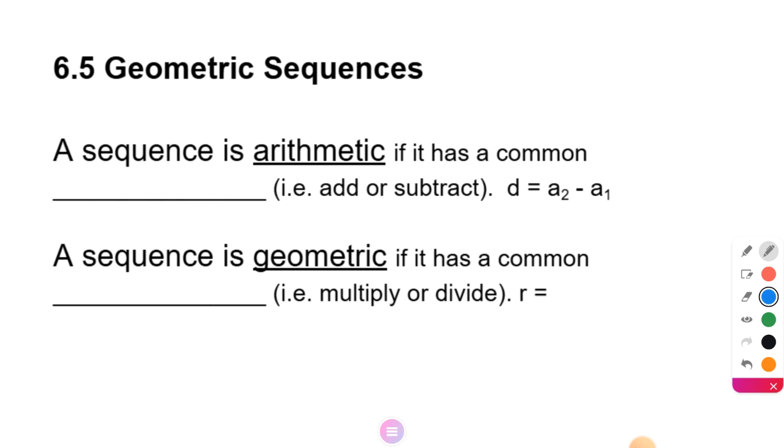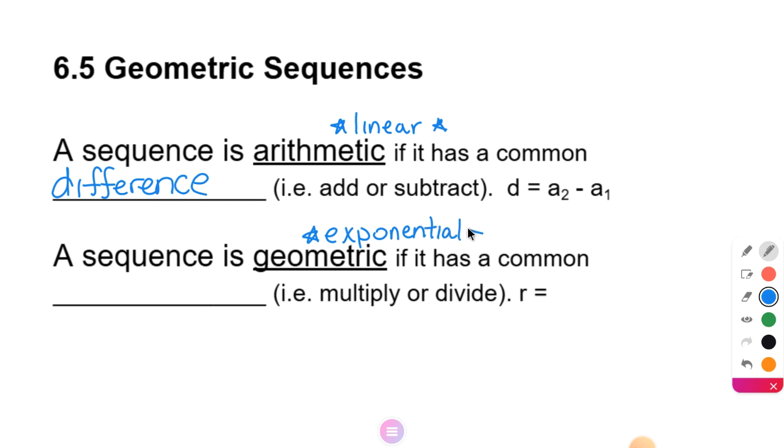All right, well, you probably remember from earlier in the year, a sequence is arithmetic if it has a common difference, meaning we are adding or subtracting the same number each time. And you might even make yourself a note that this is a linear function if it is arithmetic, we're adding or subtracting. Geometric, on the other hand, oh, that's what we've been talking about. This is our exponential functions. And that means we have a common ratio.